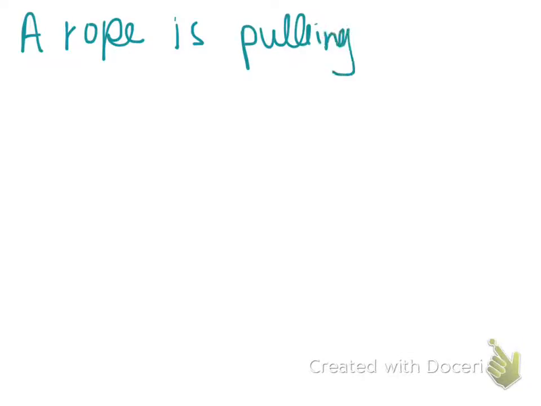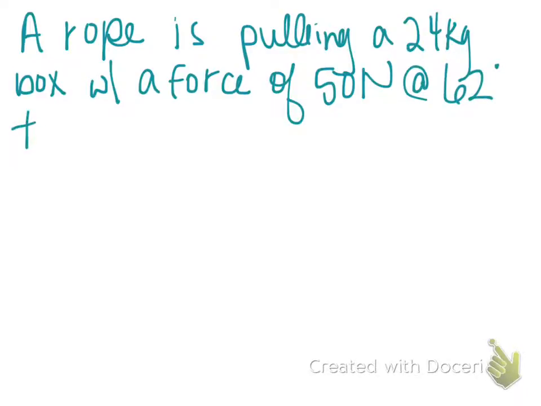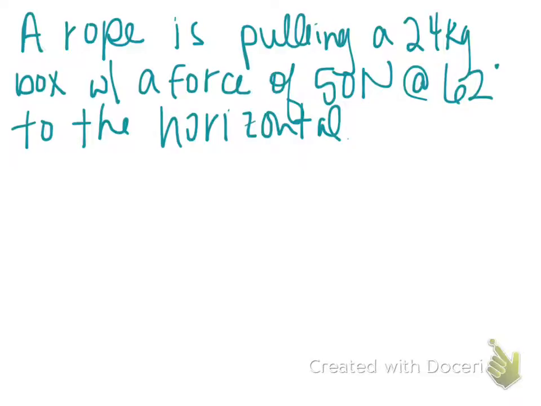We're going to start putting these 2-dimensional vectors into our free body diagrams now. Okay, now it gets a little bit more fun. I'll write down an example problem here. A rope is pulling a 24-kilogram box with a force of 50 newtons at 62 degrees to the horizontal. And then we're going to find out what is the normal force.